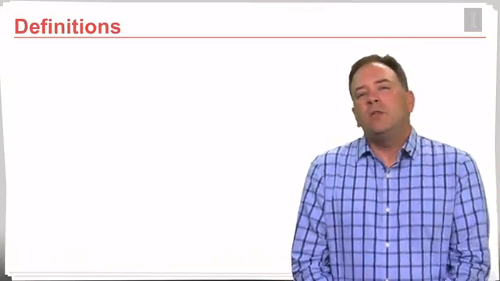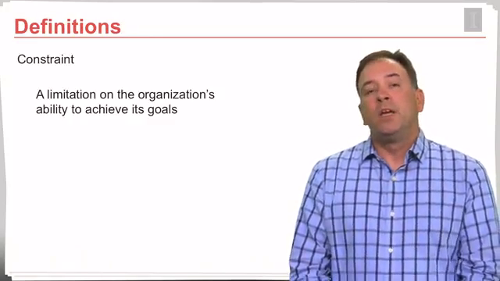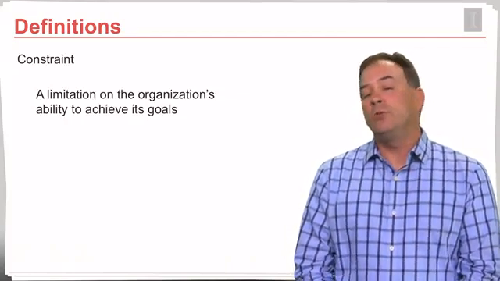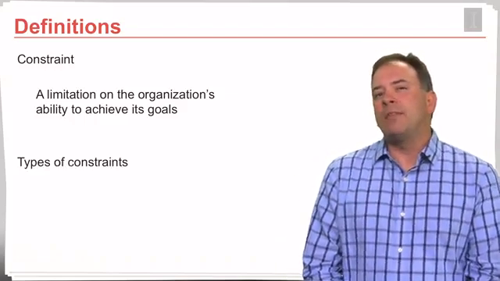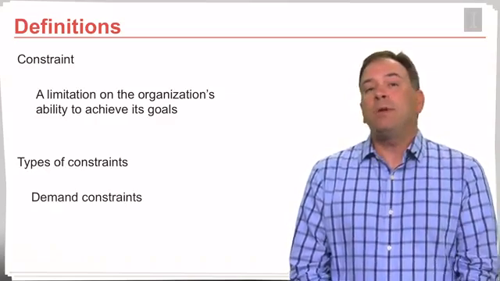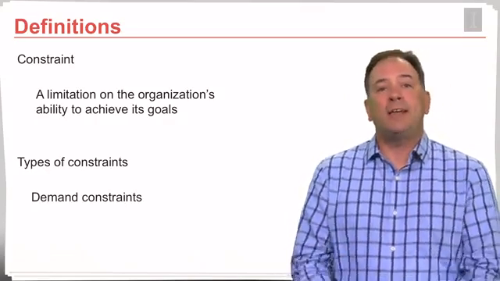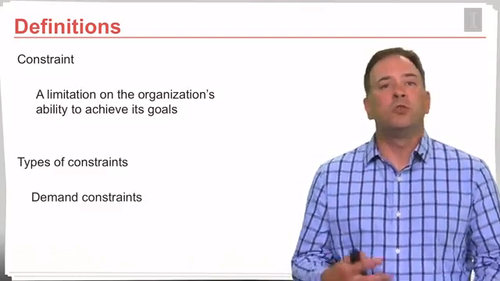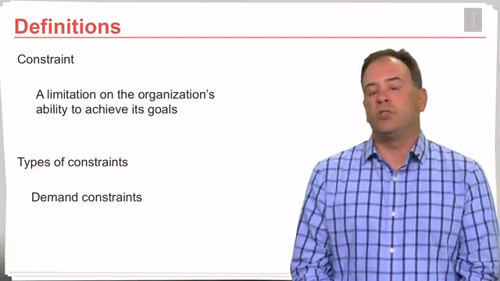Now, we said the word constraint, and let's define that before we move on. A constraint is a limitation on the organization's ability to achieve its goals. That's very general. So let's talk about the types of constraints. As we had in our example, sometimes we have constraints in terms of demand. There's only so much money that's allocated to purchasing our product by the market. There's only so many customers, so much demand for the units that we produce. So demand, of course, can be constrained.